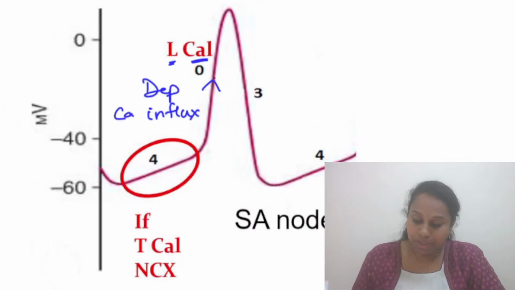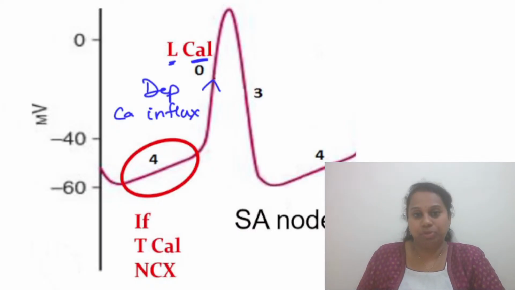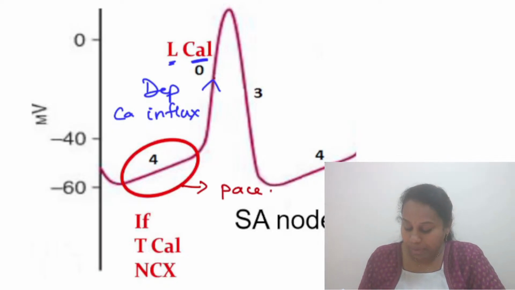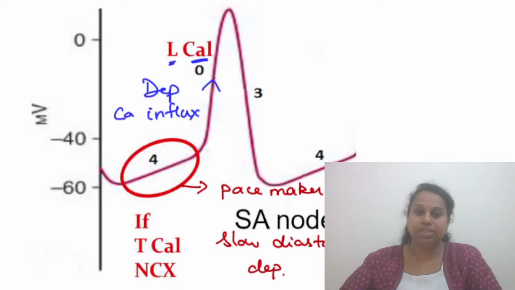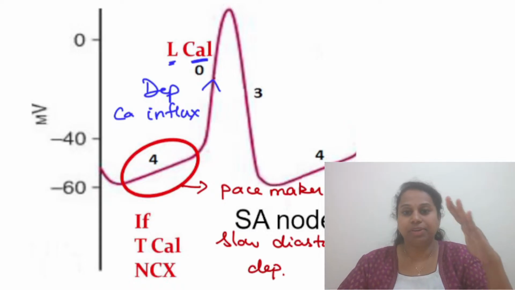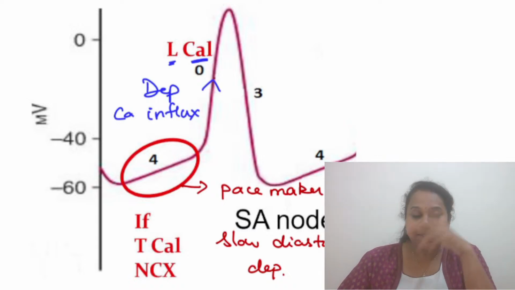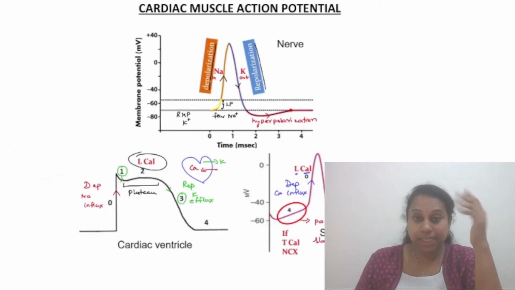Another special thing about SA node action potential is this slopy phase, phase 4. This we call pacemaker potential, or slow diastolic depolarization. That's phase 4. These are the special points about SA node action potential.